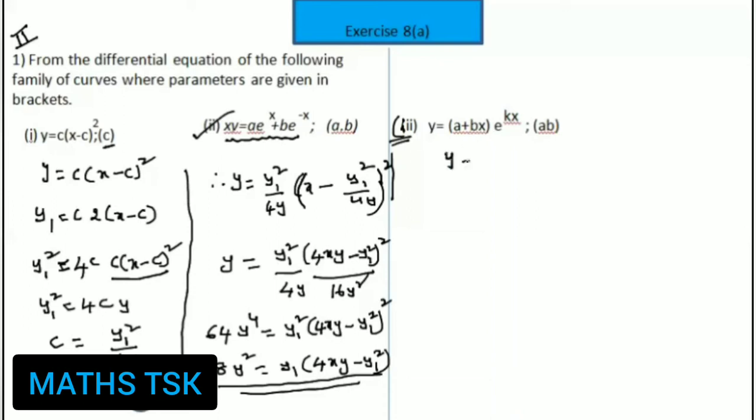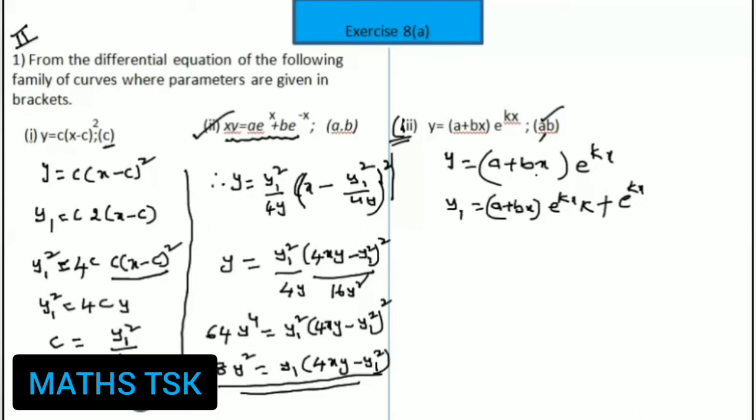What is given here? y is equal to a plus bx, e to the power of kx. Here the parameters are a and b. So how many times do we have to differentiate? Twice. Since there are two parameters, we have to differentiate twice successively. So y1 is equal to, by the uv formula, I keep a plus bx as it is, differentiate e power kx, that is e power kx into k, plus e power kx as it is, and then a plus bx derivative is b. That is u v dash plus v u dash. Okay, next, e power kx y1 into e power kx. I can again differentiate.